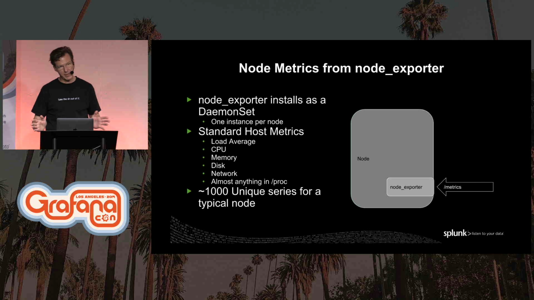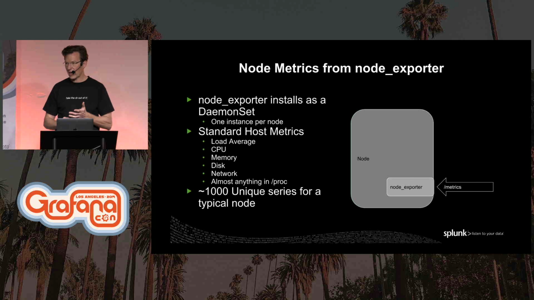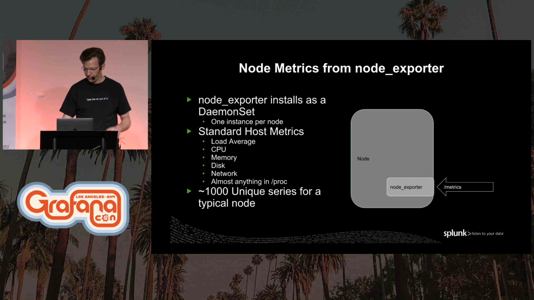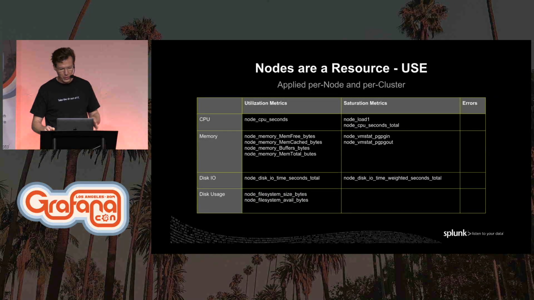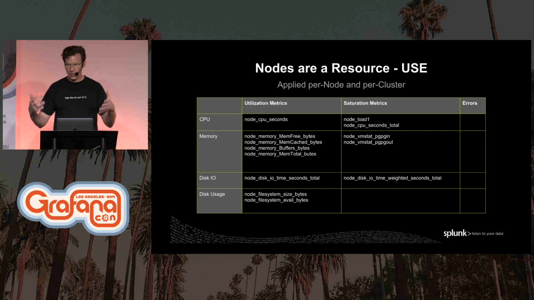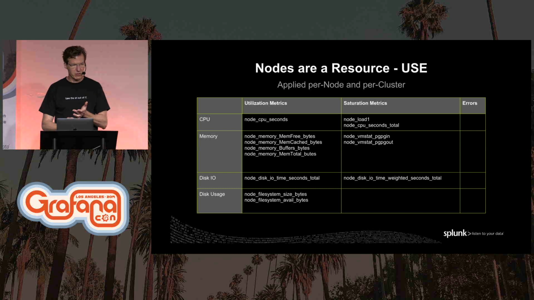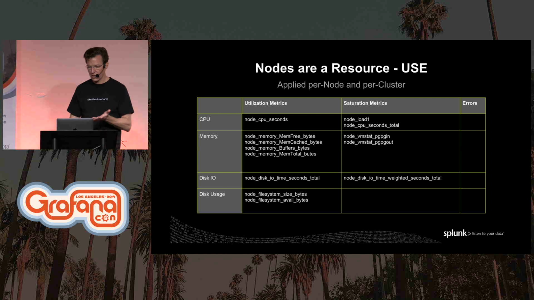There is a ton of information that comes out of this thing: load average, CPU, memory, disk. There are about 1,000 unique series that come out of a given standard Linux node when you install the node exporter. So if we apply the USE method to the node exporter metrics, these are the metrics that you're typically going to start to look at. Node CPU seconds: how many seconds of CPU time am I using for utilization of my CPU?